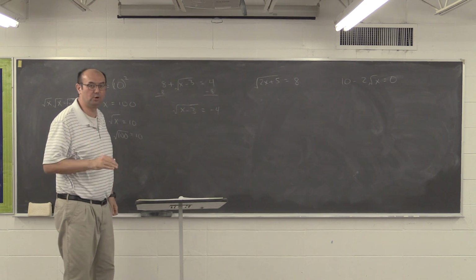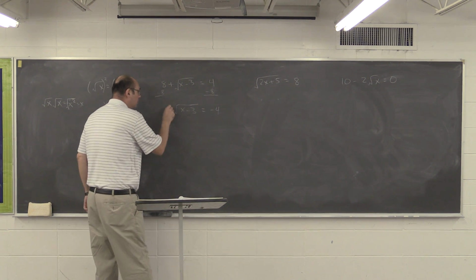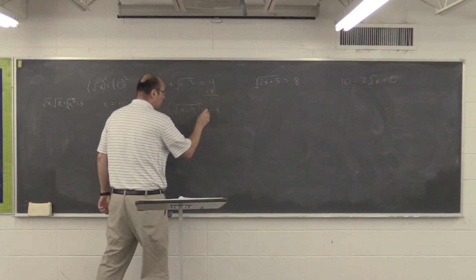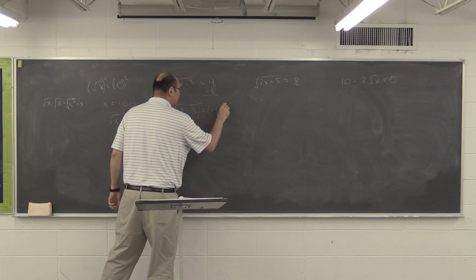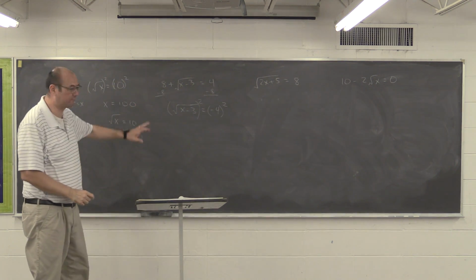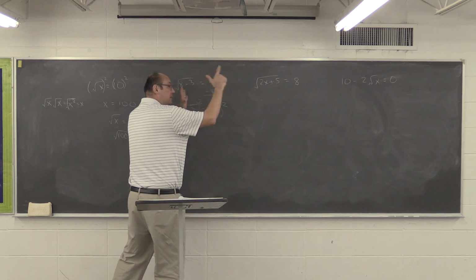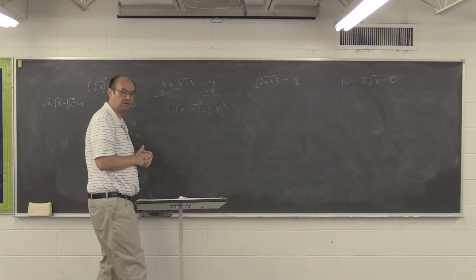But it doesn't mean we don't do the same thing, because we do. We take the whole thing and we square it. And over here, this negative 4, we square that as well. Whatever we do to one side on the left of the equal, we do on the other side, on the right of the equal.